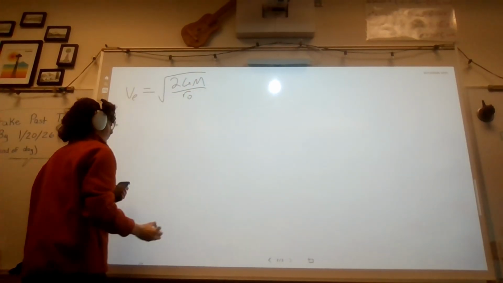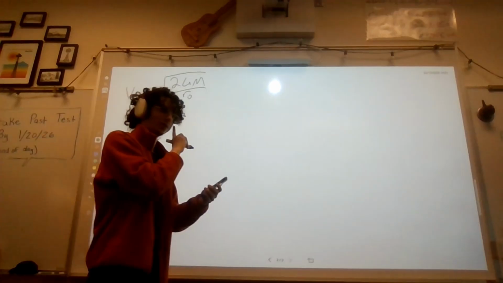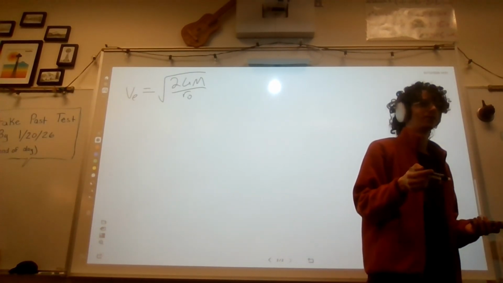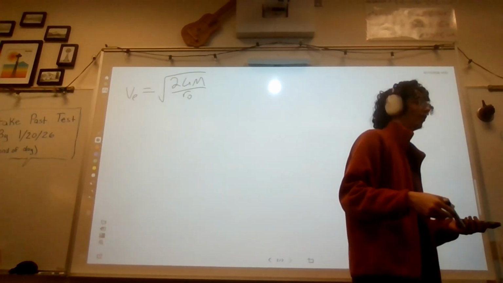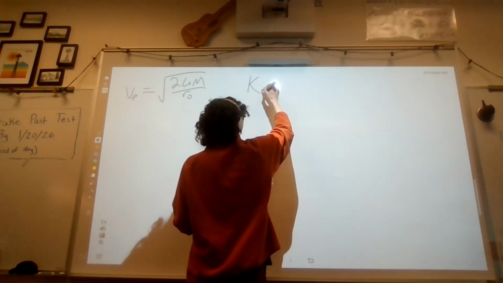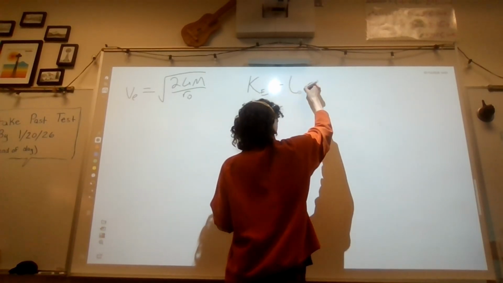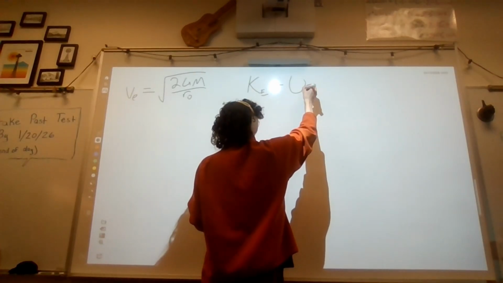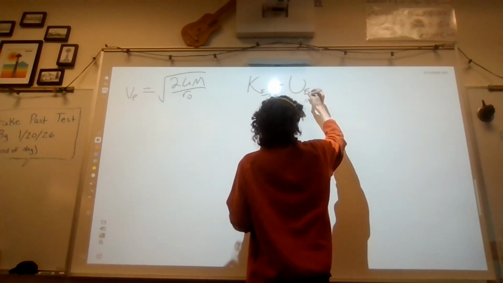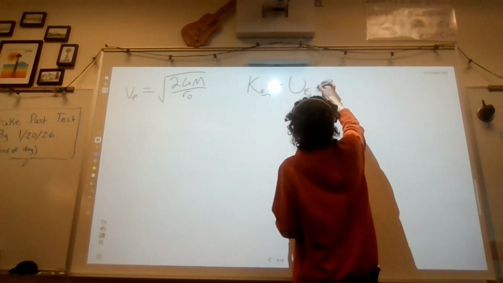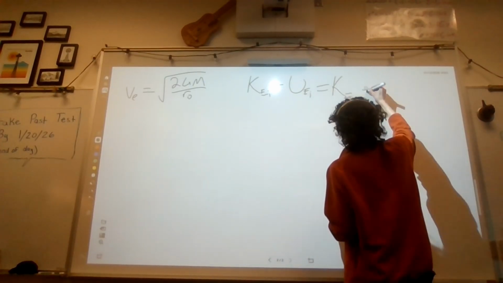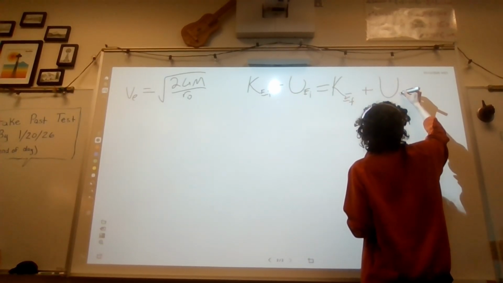I'll derive this. Have any of you guys, except for Nick and Josh, taken physics? Okay, well, this will be a little bit new for you then. That's okay. So basically, initial kinetic energy plus initial gravitational potential energy equals final kinetic energy plus final potential energy.